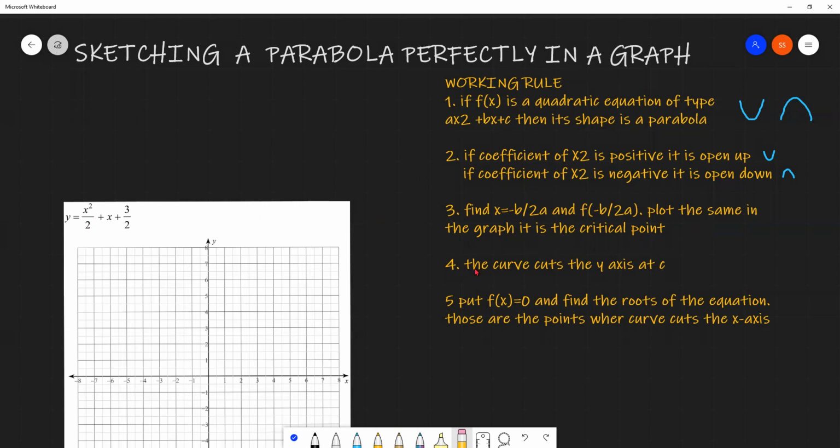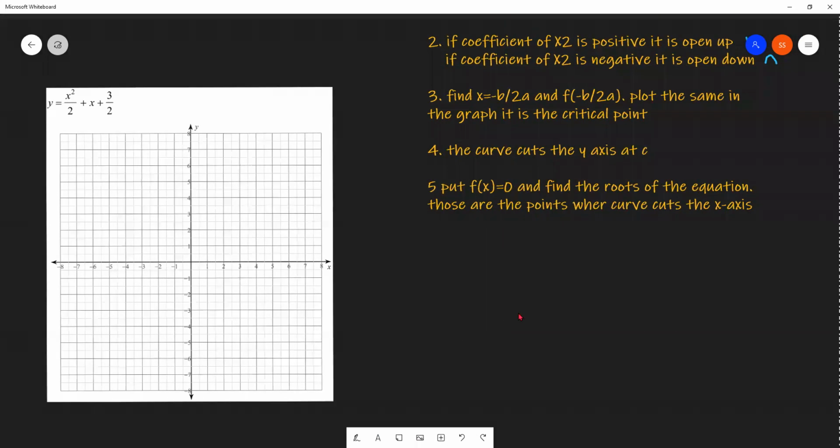The curve cuts the y-axis at C. Now put f of x equal to 0. That is, this function is equal to 0. And then find where the curve cuts the x-axis. That is called the roots of the equation. So these are the steps you are going to follow, and I'll do it through an example here.